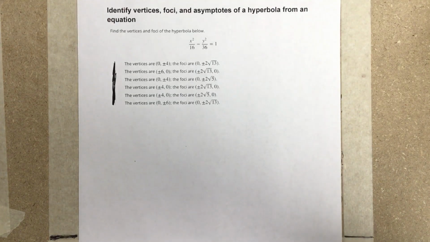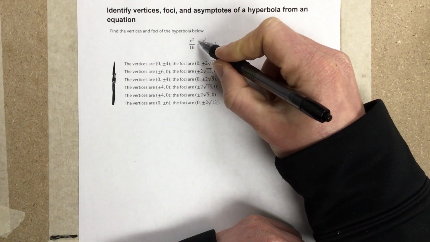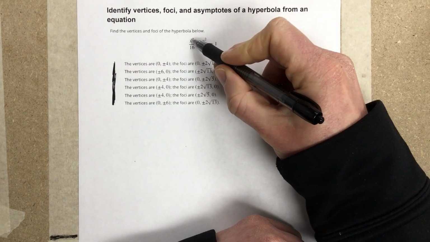In this video, we're going to identify vertices, foci, and asymptotes of a hyperbola from an equation. So let's find the vertices and foci of the hyperbola below. The first thing I want to notice is that the x term comes first here.